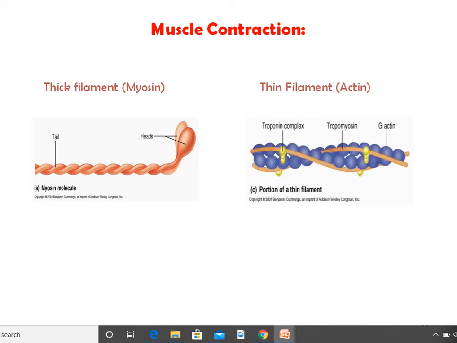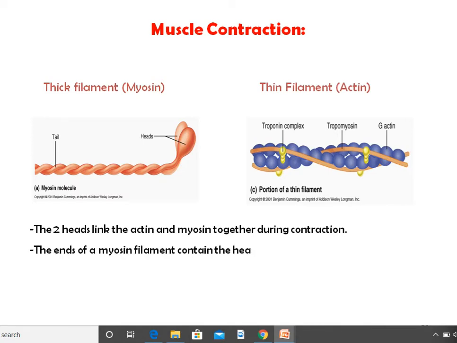Now the next one is the thin filament, which is actin. It contains the tropomyosin and the troponin complex. Now the two heads link the actin and myosin together during the contraction. The ends of a myosin filament contain the head and there is a central bare area. The heads contain the ATP binding site. See, these are the heads of the myosin and they contain the ATP binding site.